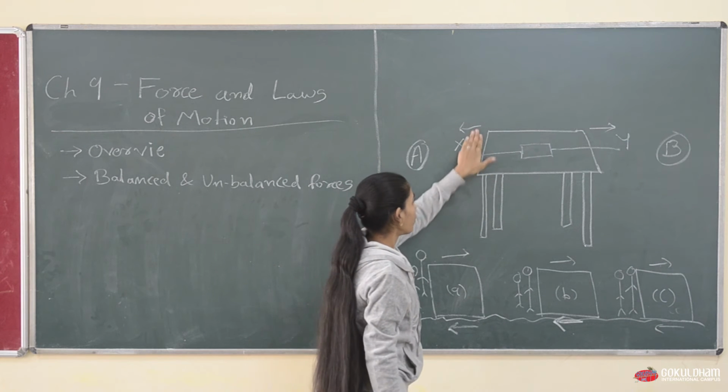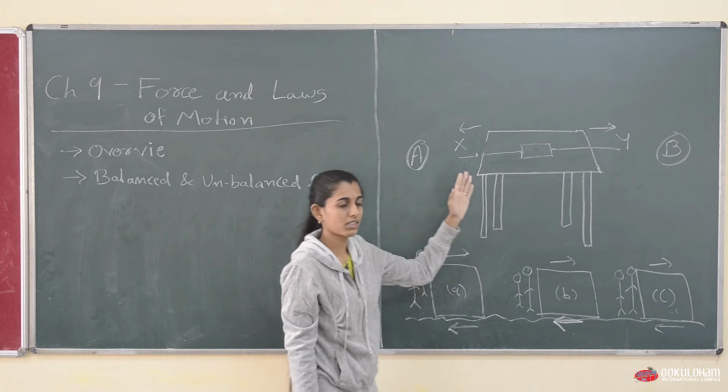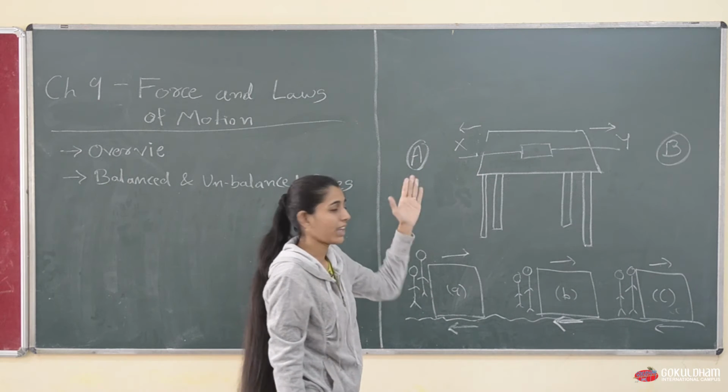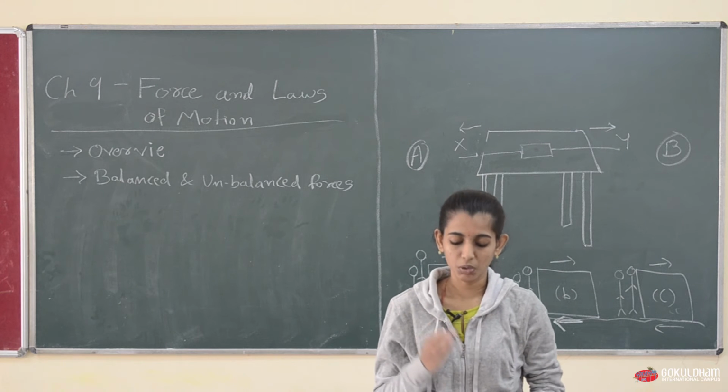But when the forces on both sides are equal, the object will not move, and this is balanced force. So we can say that an object can be in motion when unbalanced force is applied to it.